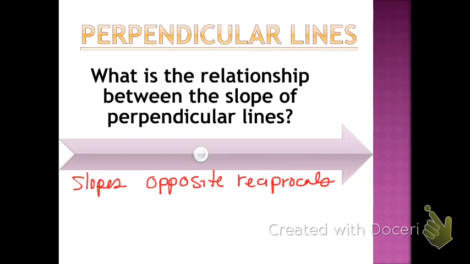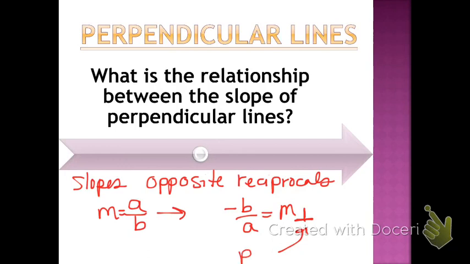So for example, if one of those values is A over B, then the other value is the opposite of B over A. And that would be the slope for the perpendicular line. Now this symbol looks kind of like an upside down capital T. That's a symbol for perpendicular. Another way to say that slopes are opposite reciprocals would be to say that they have a product of -1.